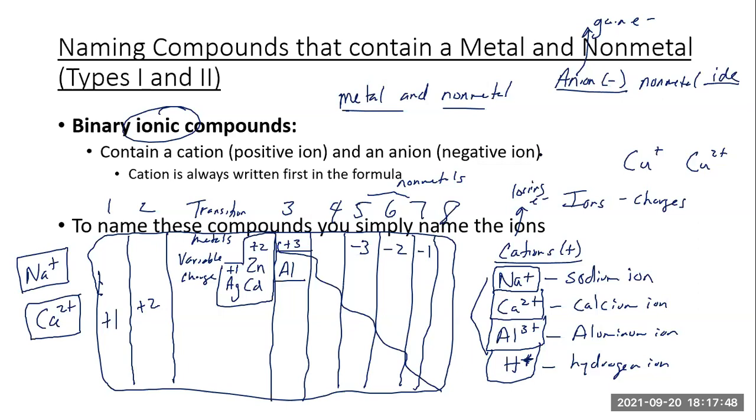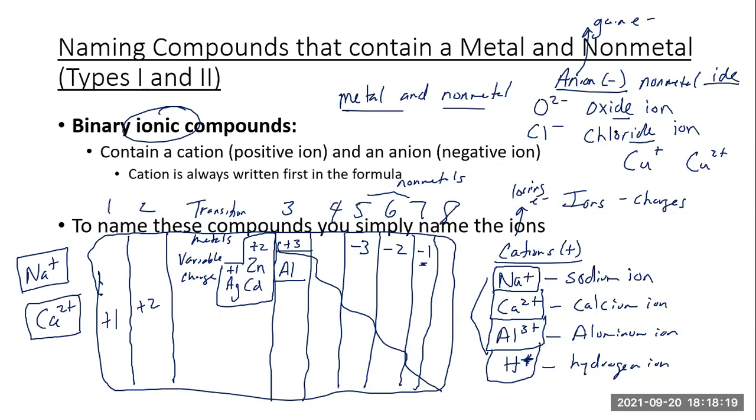For example, oxygen, which is group 6, has a -2 charge. So we drop the last part of oxygen and put IDE in there, and this is the oxide ion. If we look at Cl-, that is group 7, -1 charge. That is chlorine. We drop the last part of chlorine and put IDE at the end of it, and it becomes a chloride ion.